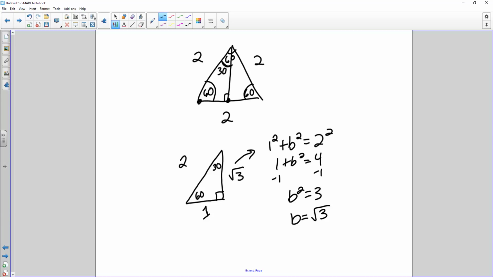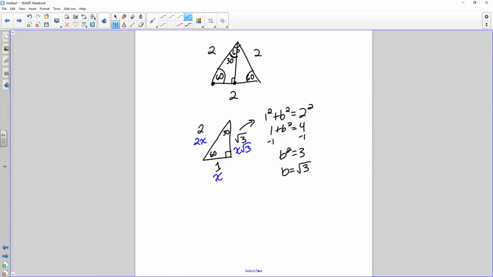So this one as well, I can generalize. If we think about what's the best one to call x here, well, the one that's 1, we'll call that x. So the hypotenuse is always double that, 2x. And the vertical side, the one across from 60, is always x root 3. So this is called a 30, 60, 90 triangle.